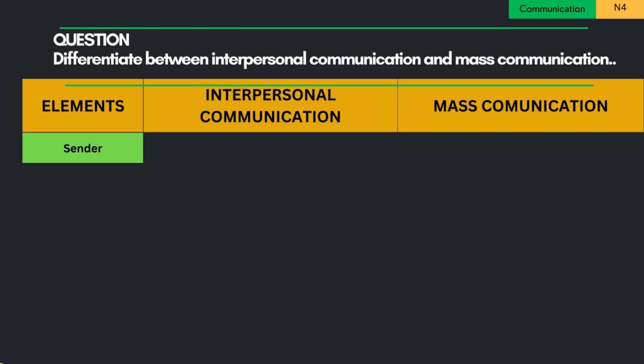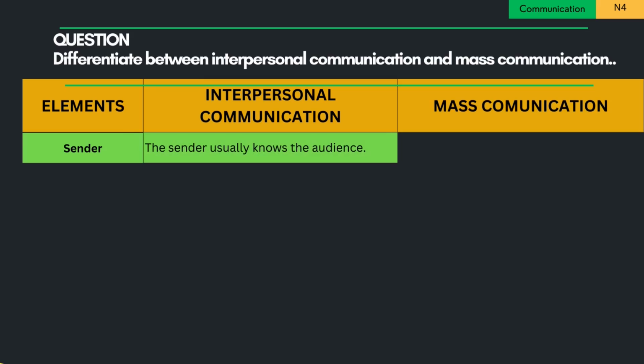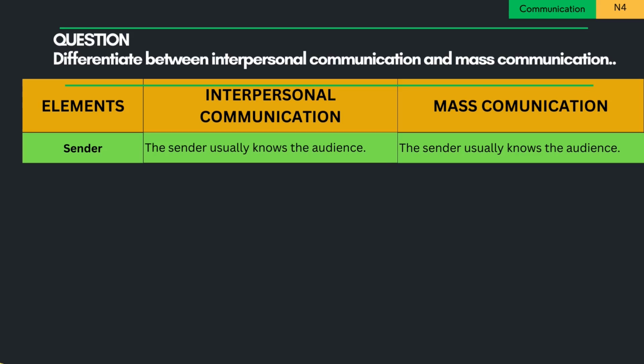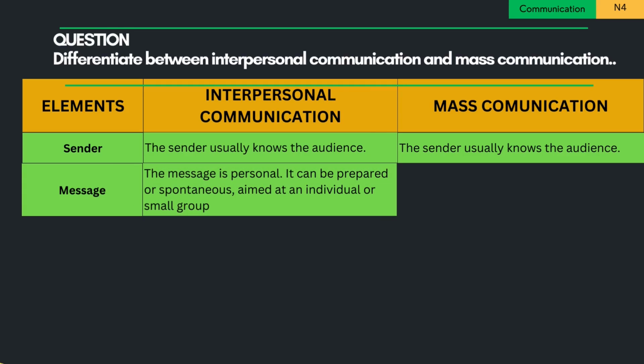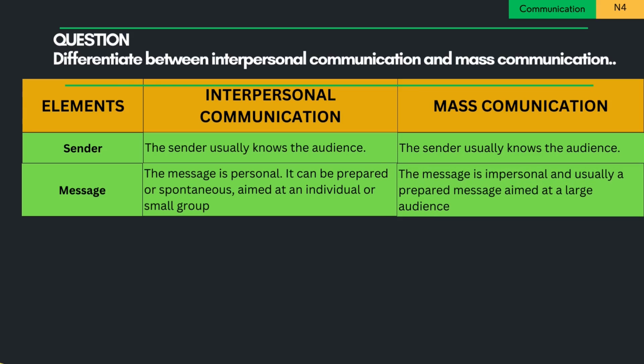1. The sender. In interpersonal communication, the sender usually knows the audience, while in mass communication the sender does not know the audience. 2. The message. In interpersonal communication the message is personal. It can be prepared or spontaneous, aimed at an individual or small group. On the other hand, in mass communication the message is impersonal and usually a prepared message aimed at a large audience.